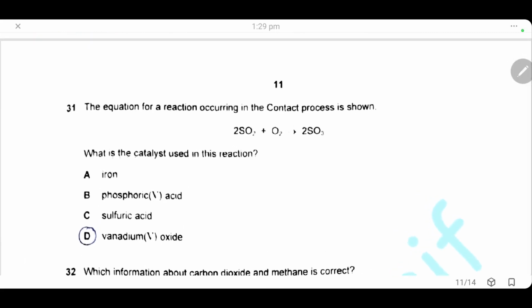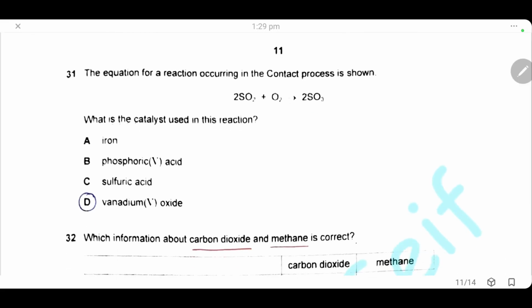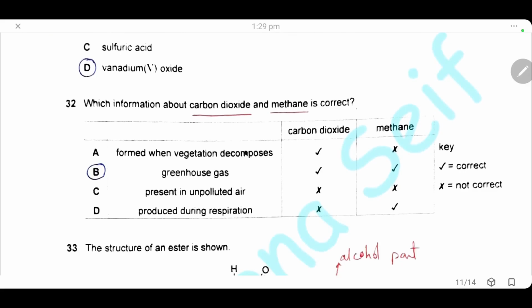Question 31. The equation for the reaction in the contact process is shown. Sulfur dioxide plus oxygen form sulfur trioxide. What is the catalyst used in this reaction? We have vanadium pentoxide as a catalyst in the contact process. Question 32. Which information about carbon dioxide and methane is correct? Carbon dioxide and methane are both gases that contribute to the greenhouse effect, so the answer is B.